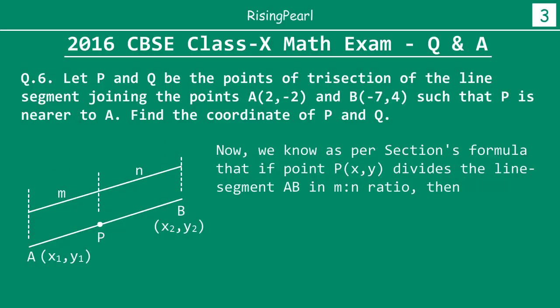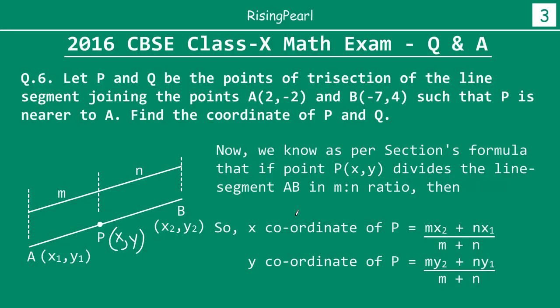If we have 2 points given for the line segment, and we know the ratio in which any other point divides the line segment, we use the section formula to find the coordinates of that point. So what does the section formula tell us? For example, if we have a point A with coordinates x1, y1, and point B with coordinates x2, y2, and say P is any point that divides the line segment AB in the ratio m:n, then the x coordinate of point P will be mx2 plus nx1 divided by m plus n.